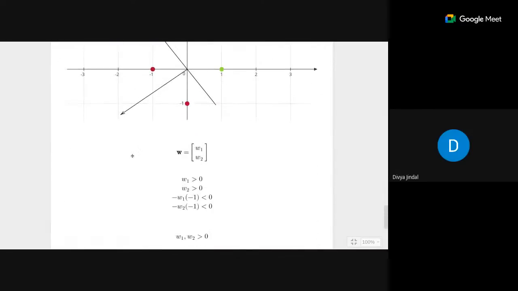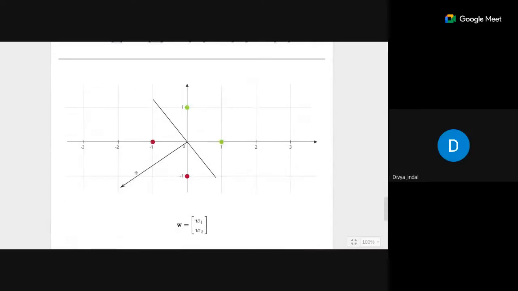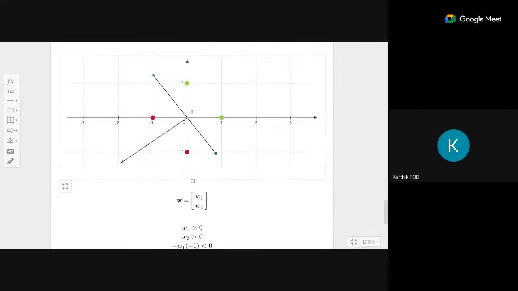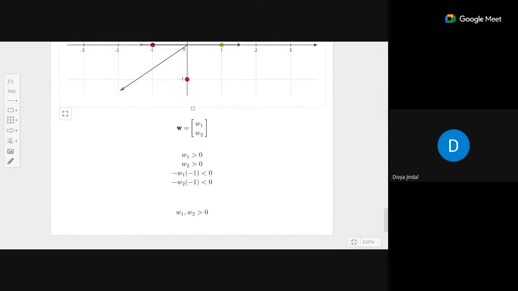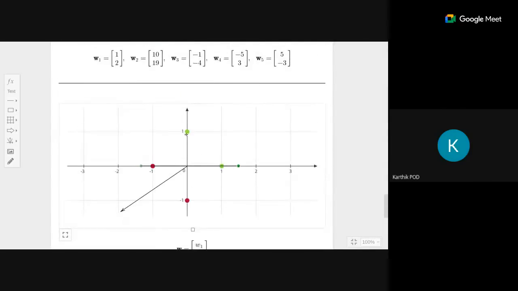Should it be only greater than 0 or greater than or equal to 0? That's a bit of a trouble, right? If you have W1 equal to 0, like any one equal to 0, then W2 equal to whatever, you will have a decision boundary like this. Actually, I was asking whether W transpose X should be greater than 0 or greater than or equal to 0. For positive, it can be greater than or equal to 0.